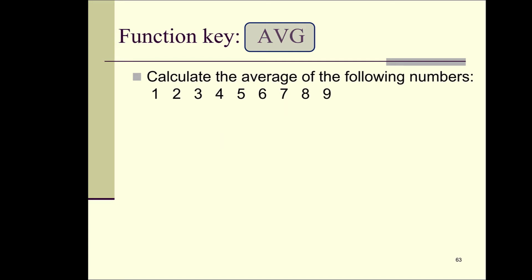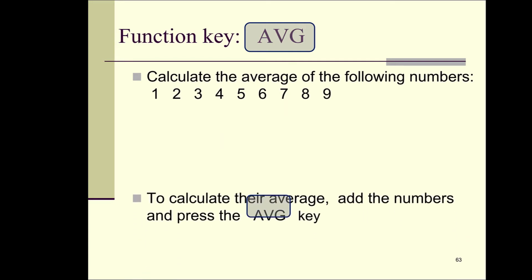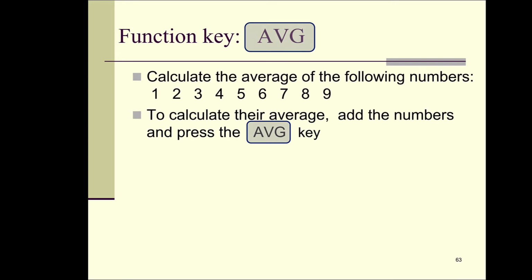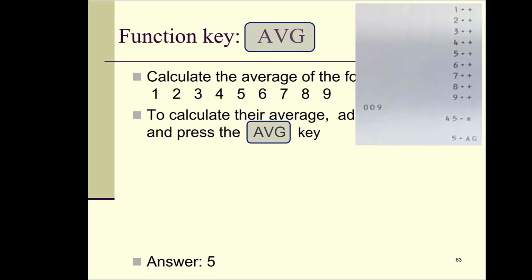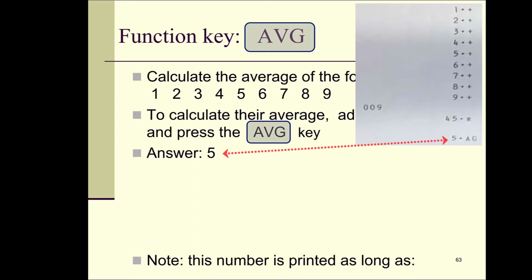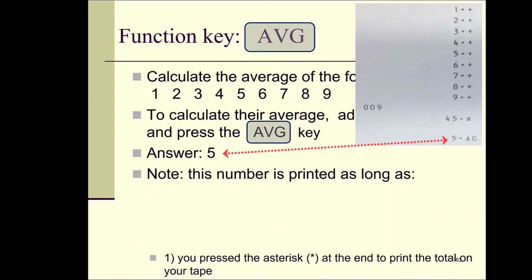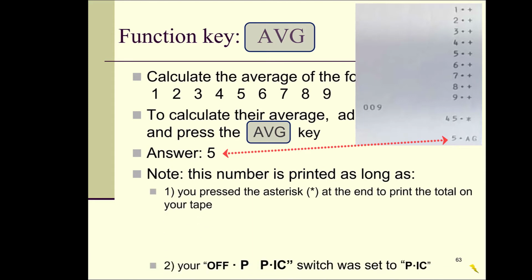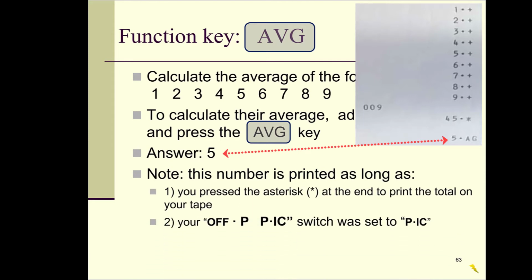So go ahead and calculate the average of the following numbers. To calculate the average, just add the numbers up, and after you've hit asterisk at the very end, hit the AVG key. What answer did you get? You should get an answer of 5. This is printed on your tape as long as you hit the asterisk at the end of the problem and your on-off switch is set to p.ic.